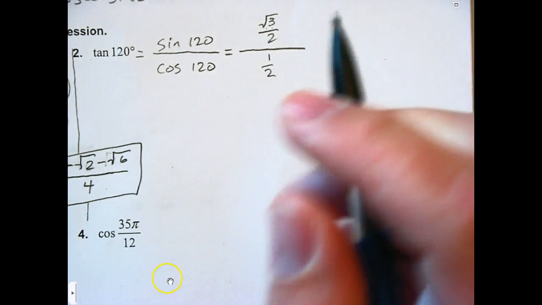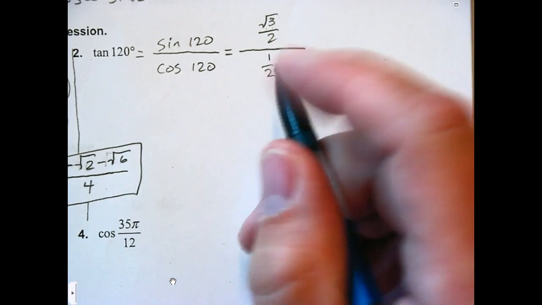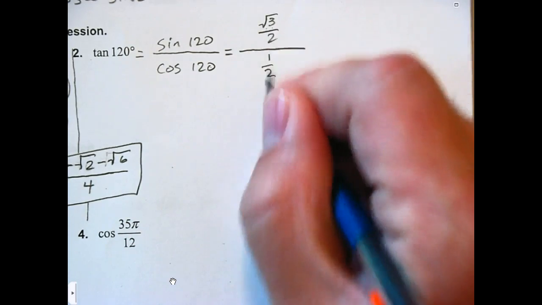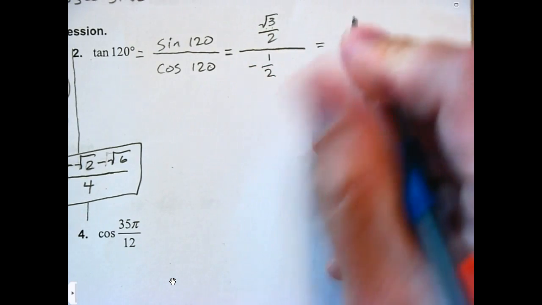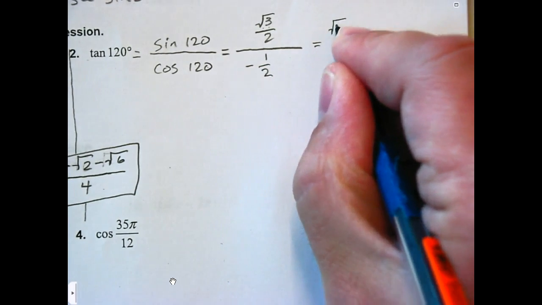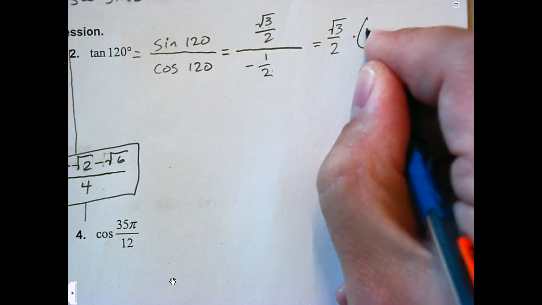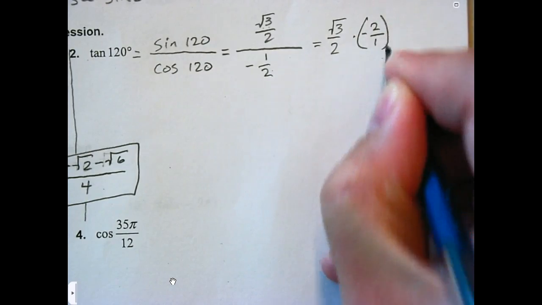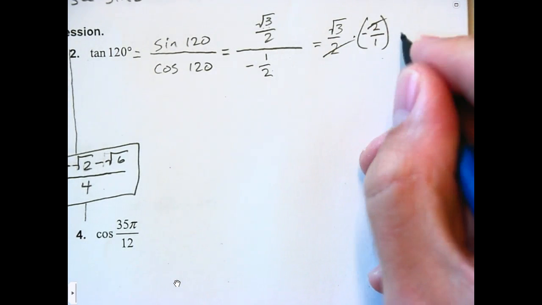And 120 is in which quadrant? Yeah, it's in quadrant 2. Which one of these is negative? Yes, x is negative there. Okay, so root 3 over 2 times the reciprocal, negative 2. It would be helpful if you can start flipping that in your head and doing that math. If not, write it out like that. Those cancel. You get negative root 3.